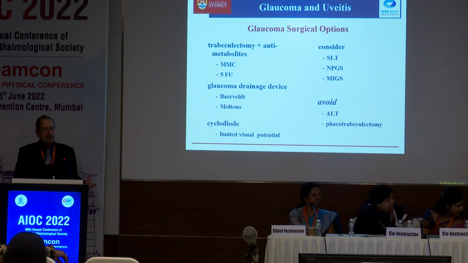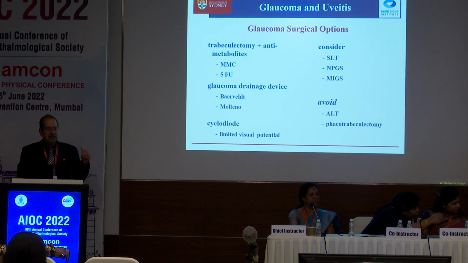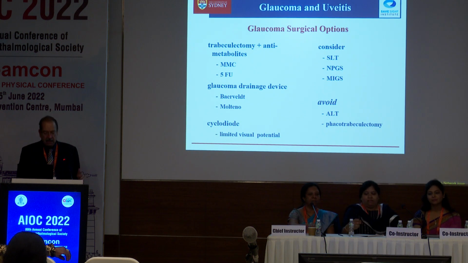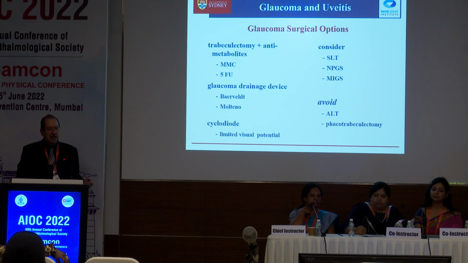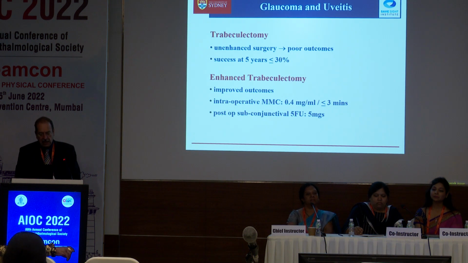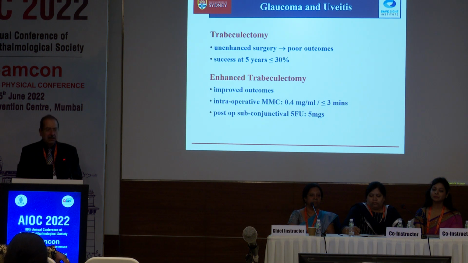What are our options? We've got trabeculectomy, we've got glaucoma drainage device surgery, and in eyes with very limited visual potential, perhaps cyclodiode. One can consider things like SLT and MIGS and non-penetrating glaucoma surgery, but certainly what needs to be avoided is ALT and phacotrabeculectomy. Standard trabeculectomy has a very high failure rate. In fact, only 30% of them would succeed at 5 years.